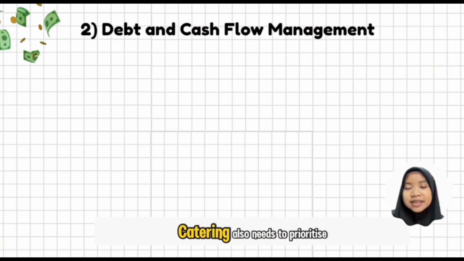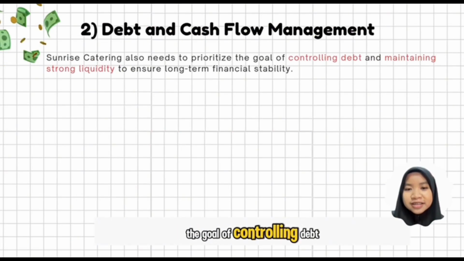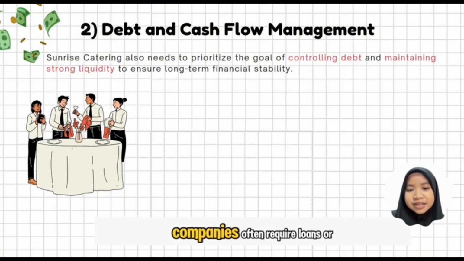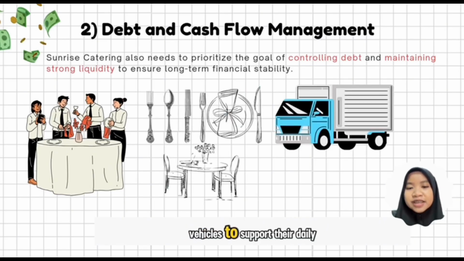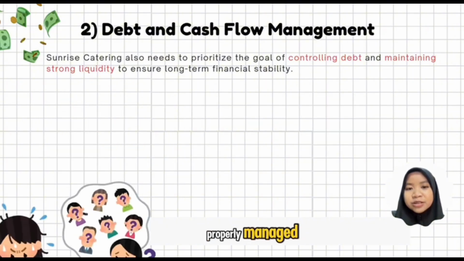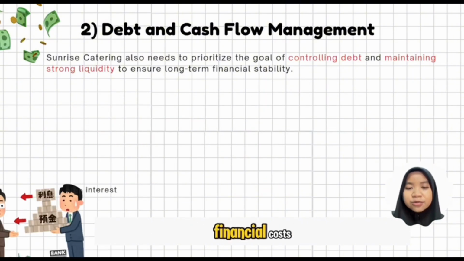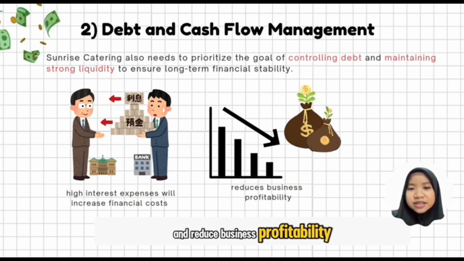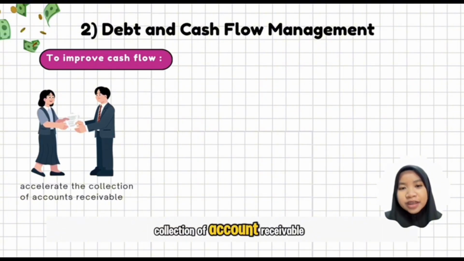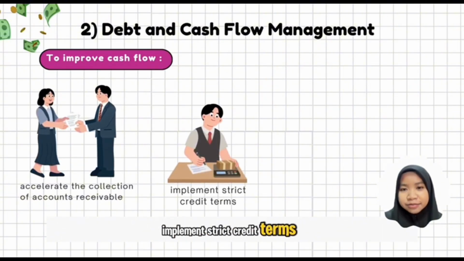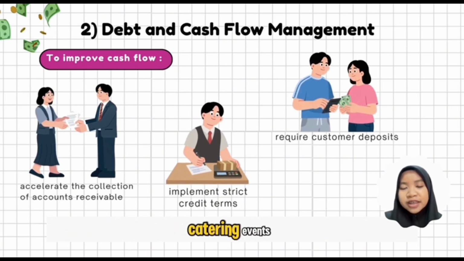The second goal is Sunrise Catering also needs to prioritize the goal of controlling debt and maintaining strong liquidity to ensure long-term financial stability. In the catering business, companies often require loans or financing to purchase equipment, vehicles, to support their daily operating activities. However, if debt is not properly managed, high interest expenses will increase financial costs and reduce business profitability. To improve cash flow, the company can accelerate the collection of account receivable, implement strict credit terms, and require customer deposits before catering events.